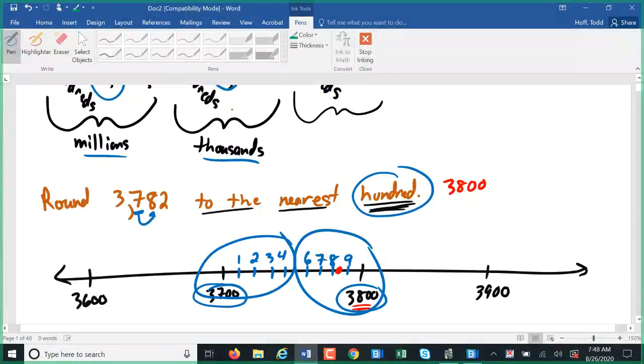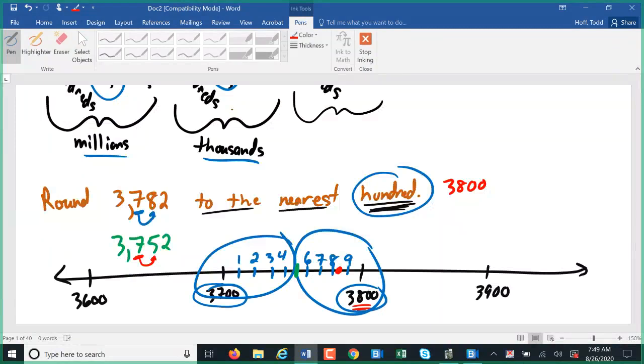The difficulty comes if it's a 5. If it's a 5, it's right in the middle. Now, for this one, of course, that next digit's an 8, so we round it up. But what if it were 3,752? We find the hundreds digit, which is the 7, and that next digit is a 5. 5 is in the middle. Well, we've always been told to do what with those? Round them up. Up, yes.